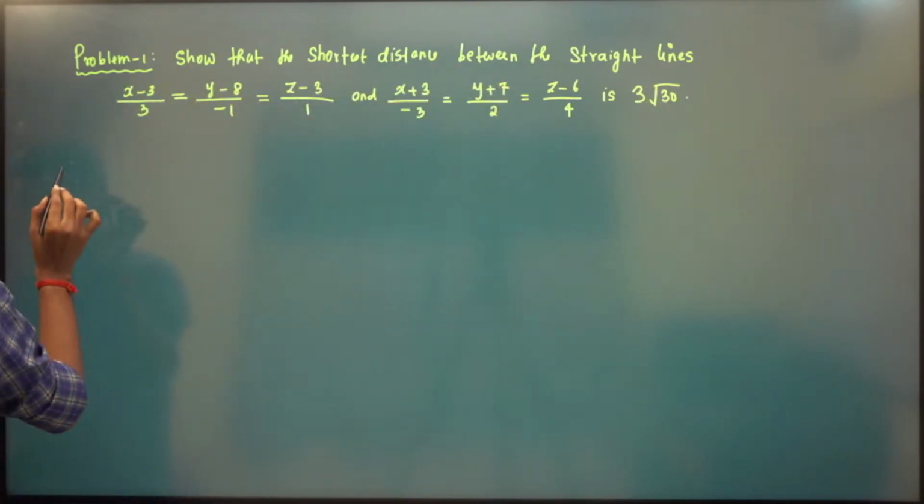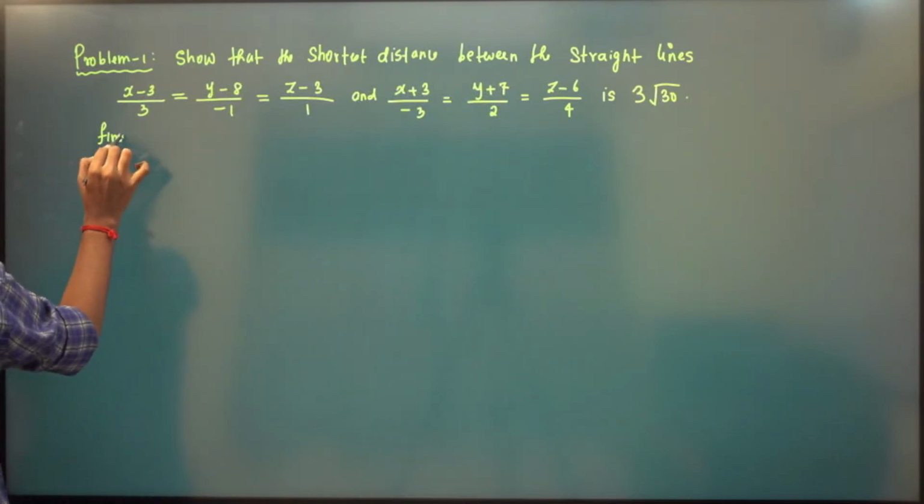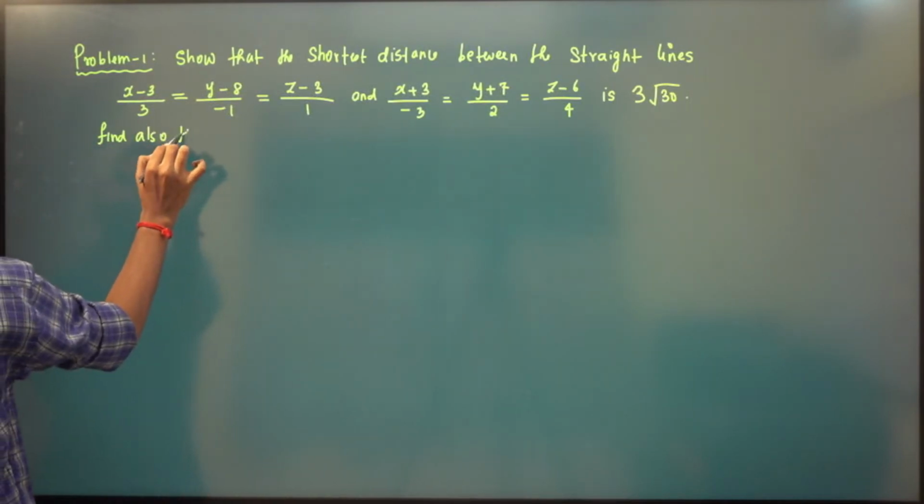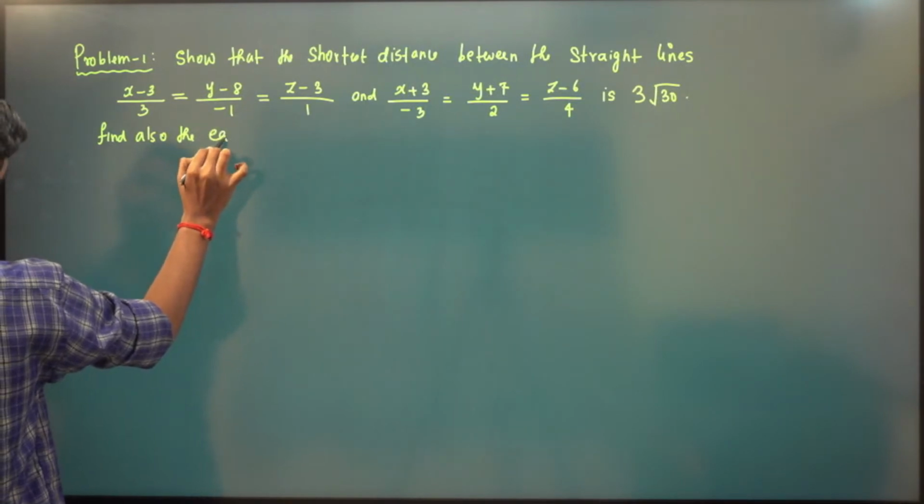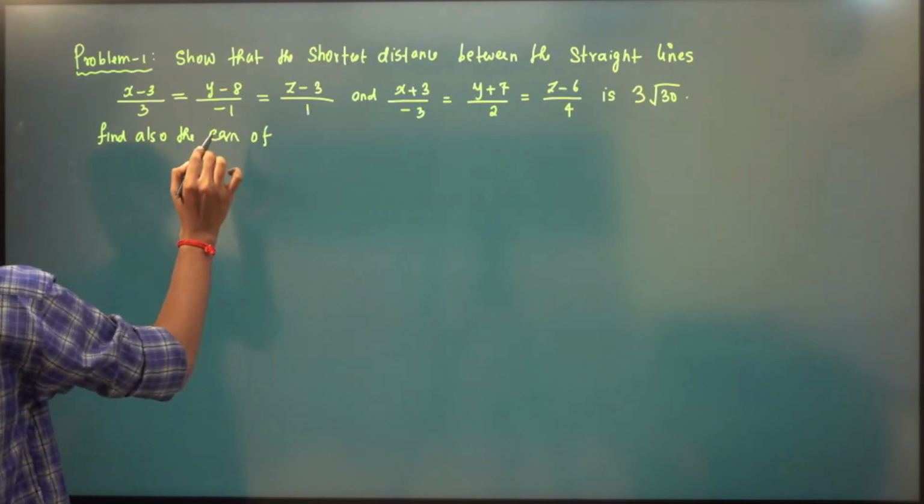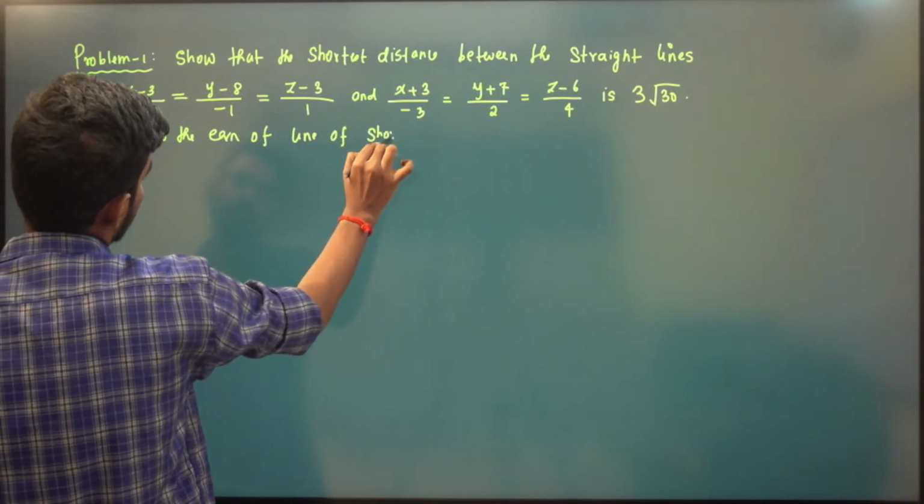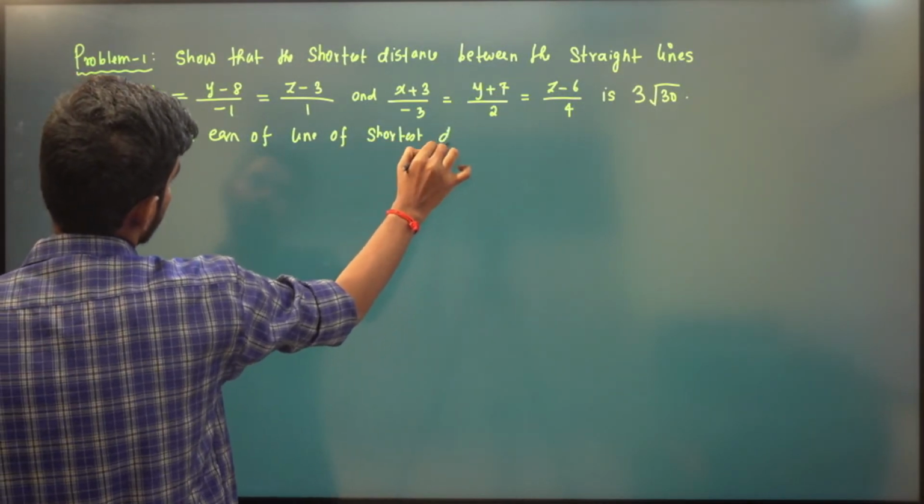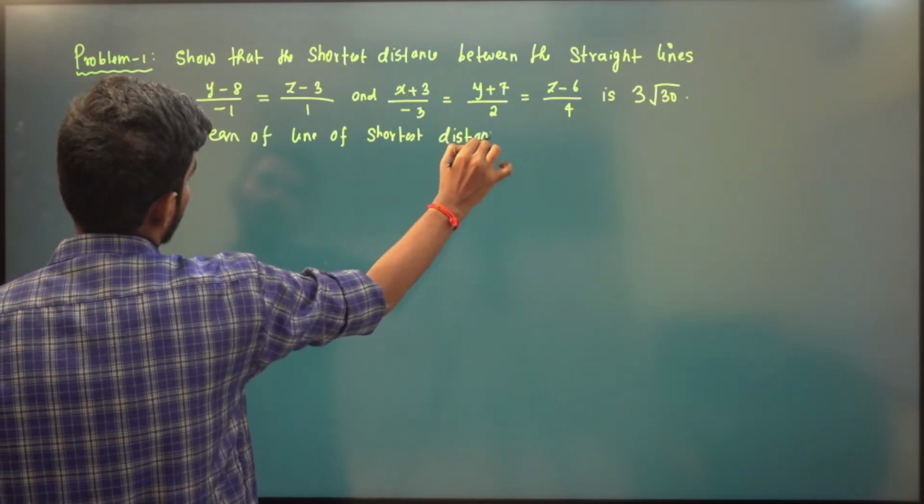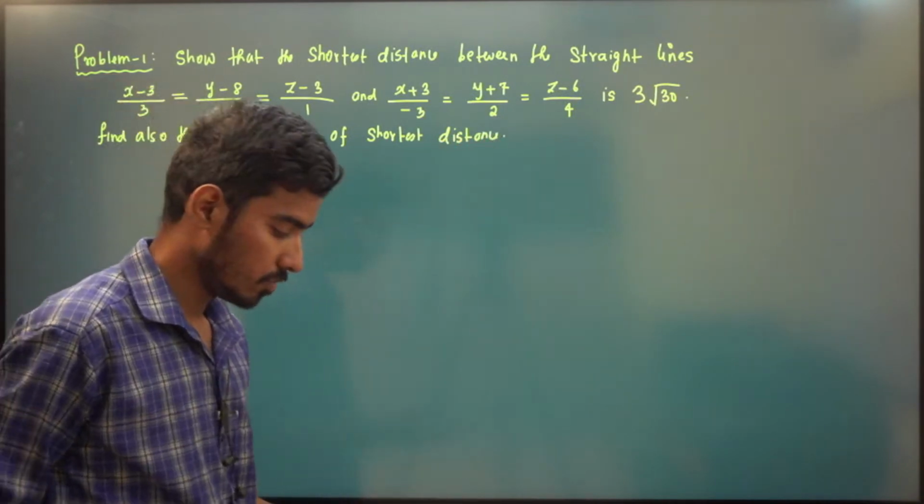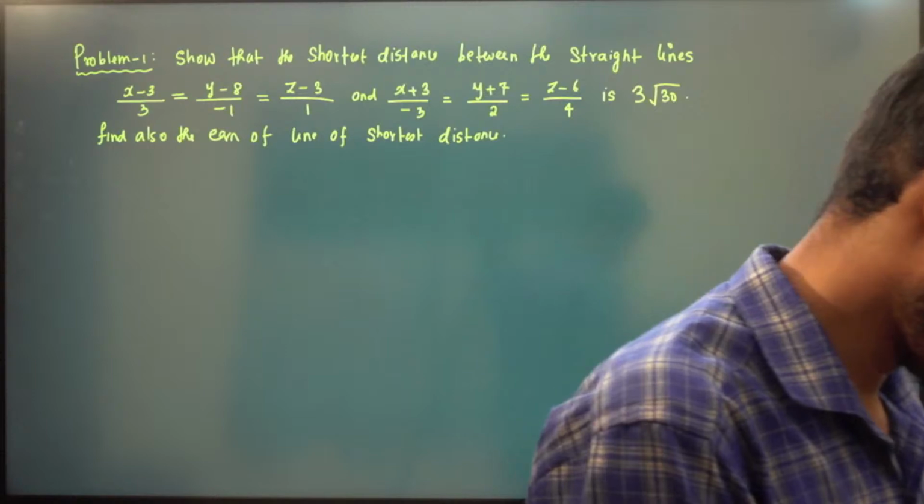Find also the equation of the line of shortest distance. See, if you understand this single problem, you can do any problem, right?